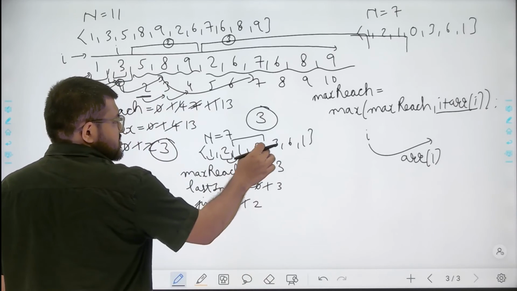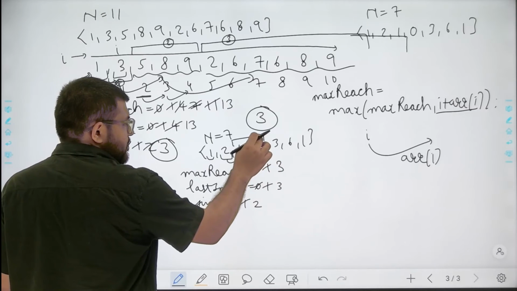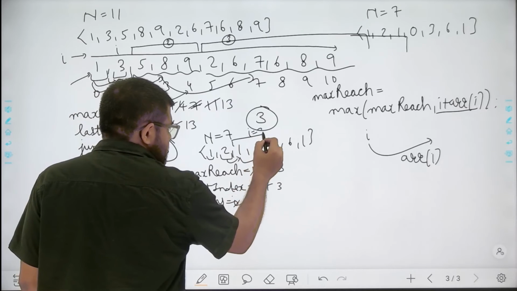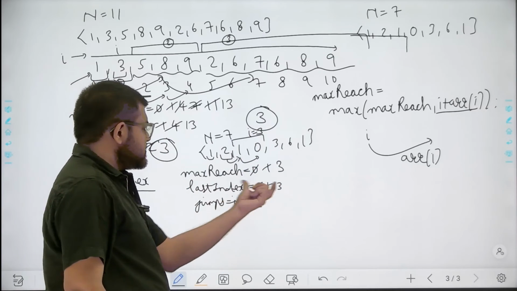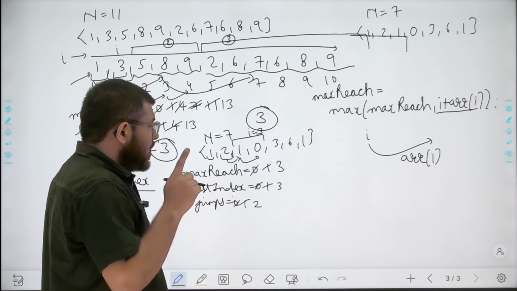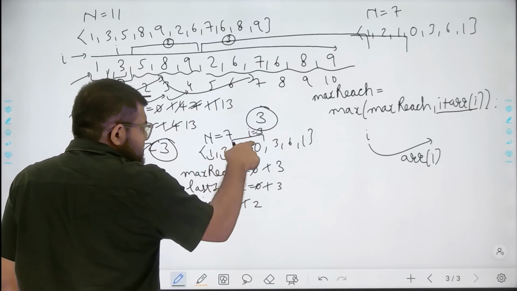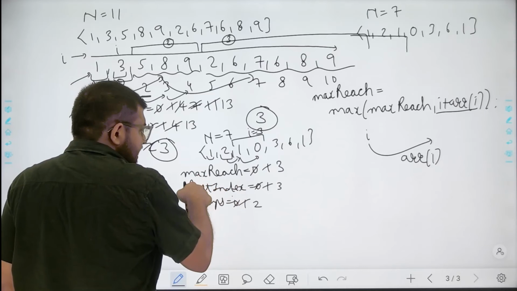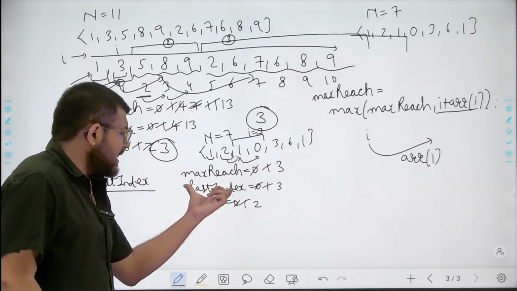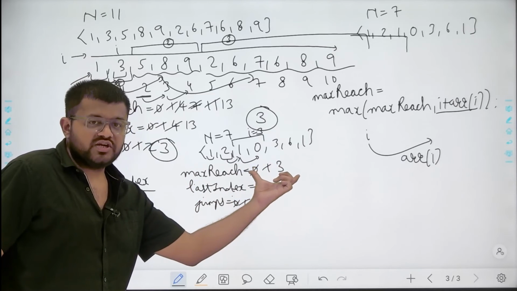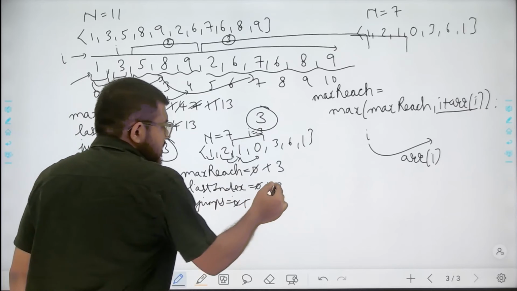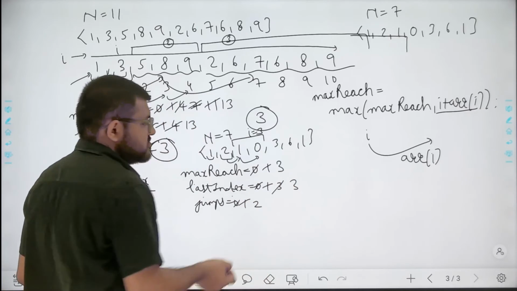Now here the max reach will remain 3 only, because 0 plus 3 is how much? 3 only. But here the I value is 3, and the last index accessible after 2 jumps is also 3. So it's time to make a jump. When you make a jump your last index gets updated to max reach. Now here I want to make a jump because I is equal to last index, so my last index will become equal to max reach, which is equal to 3.